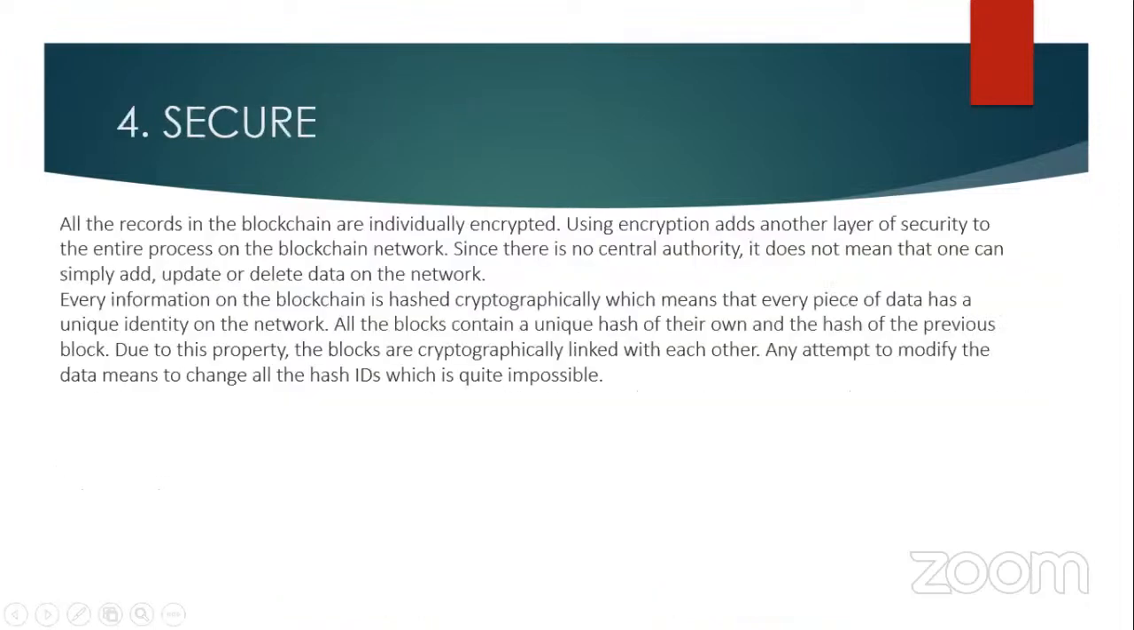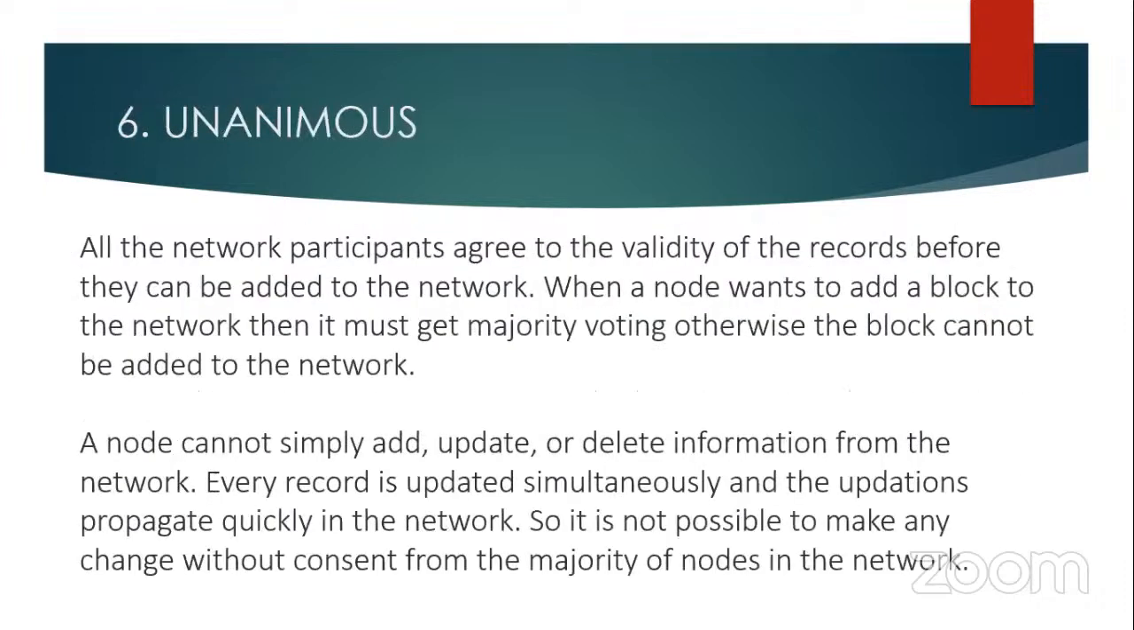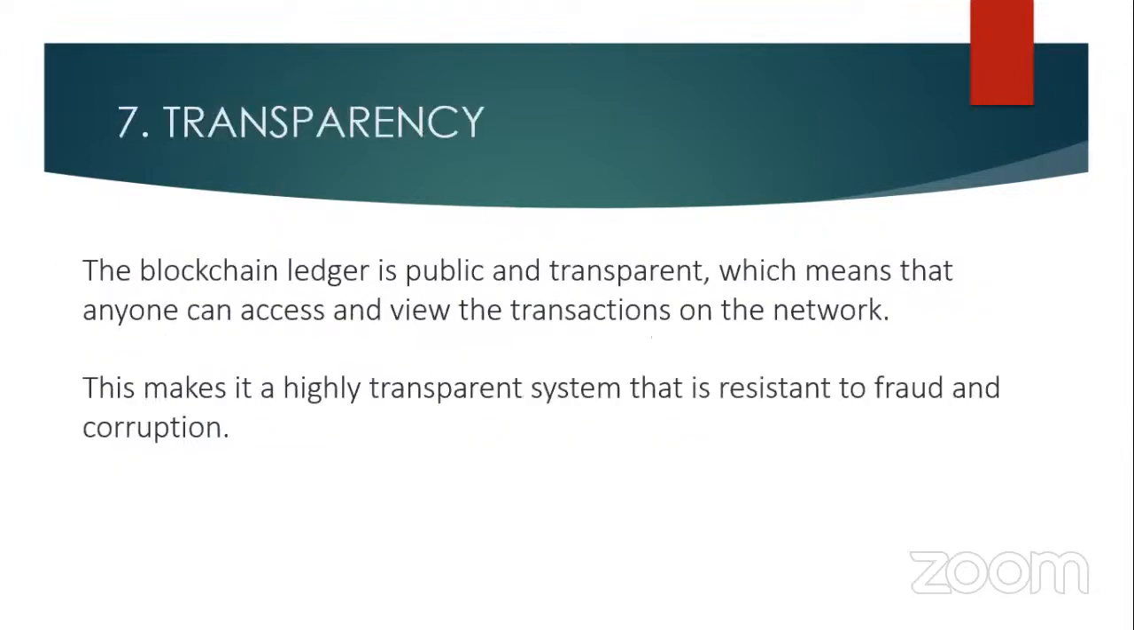The fourth one is security. The public blockchain is secure. This is because of the immutability, and it uses encryption that adds another layer of security to the entire process of the blockchain network. We also have consensus, unanimity, and transparency. So that's the seven major features of the blockchain.